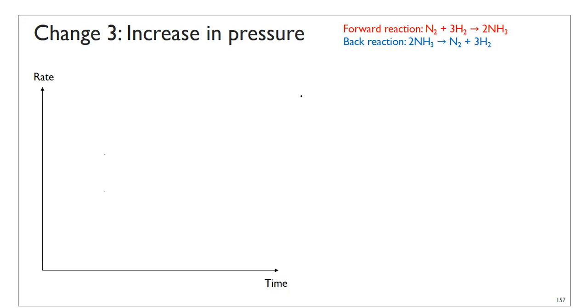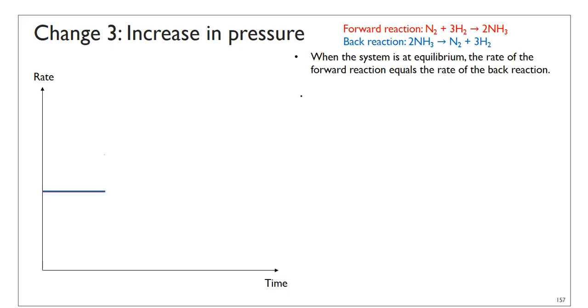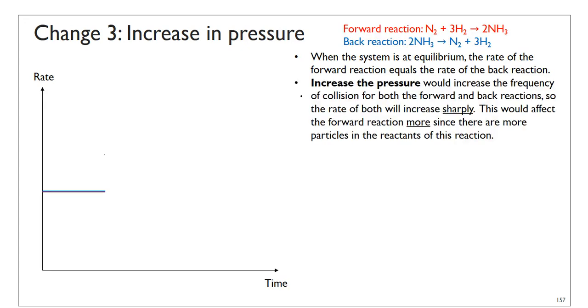So once again, before the change, the system is at equilibrium, so you have equal rates between the forward and back reaction. Now, if you increase the pressure, because you're increasing the concentration, you are increasing the frequency of collisions for both the forward and back reactions. So both of them will have a sharp increase in reaction rate. However, the effect of pressure is not going to be the same on the rate of the forward and back reactions. The forward reaction is going to benefit more from this increase of pressure because the forward reaction has more particles in the first place.